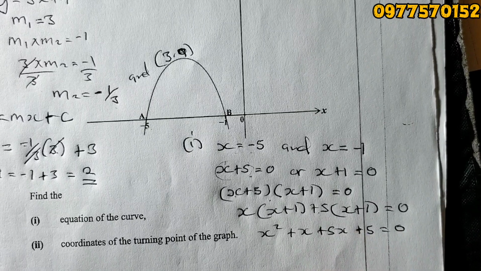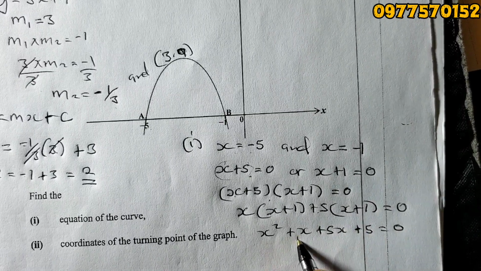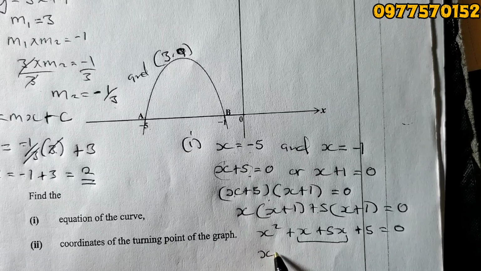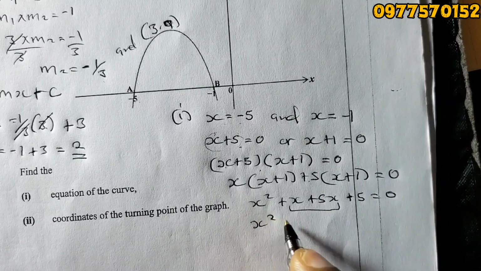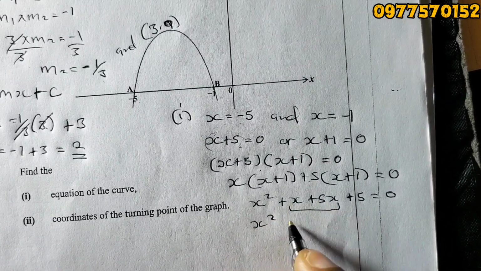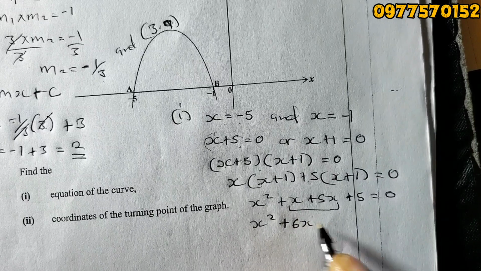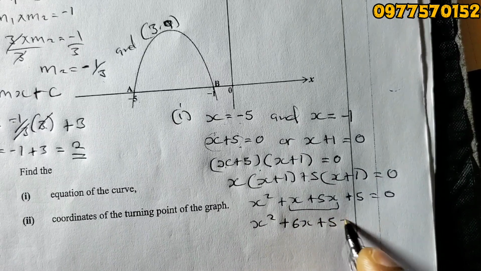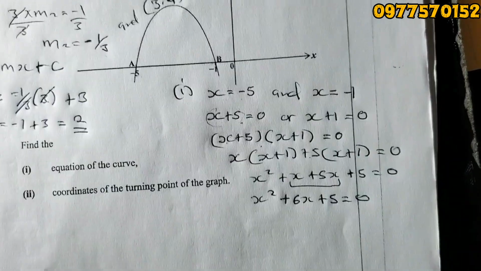Do you have like terms? Let me check nicely. Yes, here. These are like terms. So x squared, x plus 5x is just 6x, plus 5 is equal to 0. You see, this is the equation.